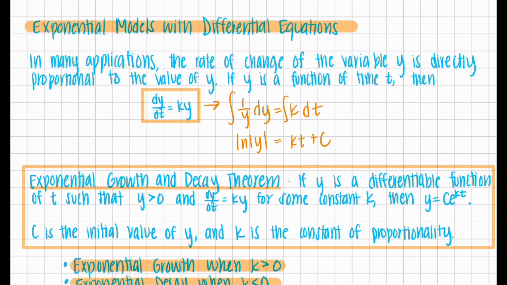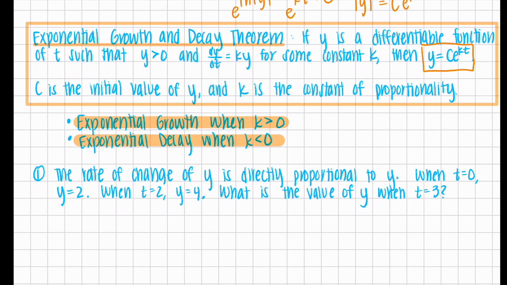From here, to get rid of the natural log on the left, I'm going to exponentiate both sides. And then we could say e to the kt plus c is e to the kt times e to the c. Keep in mind, e raised to a constant is just another constant. So I'm going to rewrite this as the absolute value of y equals just some constant times e to the kt. And we're going to end up dropping the absolute value, and I want you to notice that we get this equation right here.